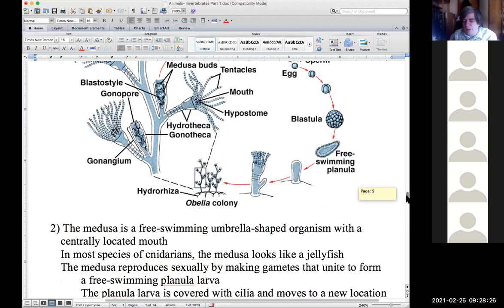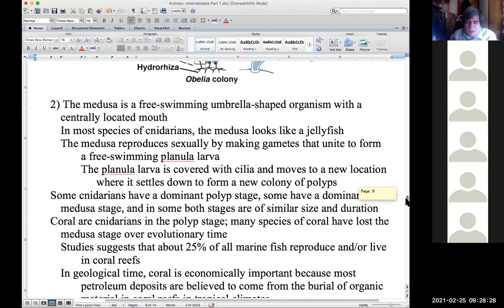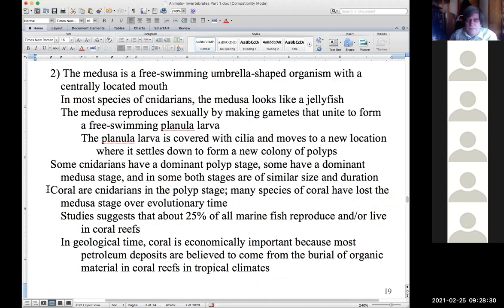So when we look at these organisms, we see both lifestyles. Besides sea anemone and jellyfish, the other very common member of this group is coral. Coral are cnidarians in the polyp stage. I just mentioned a moment ago, some species have lost the medusa stage. A lot of the coral fit into this category. And from an ecological standpoint, coral are very important.